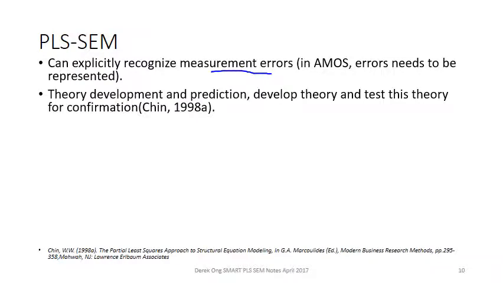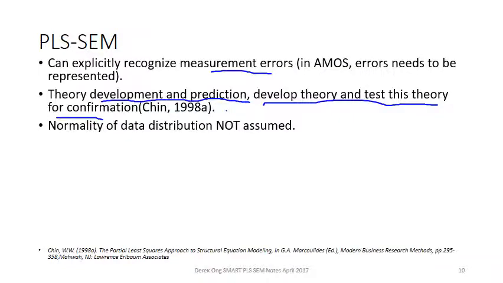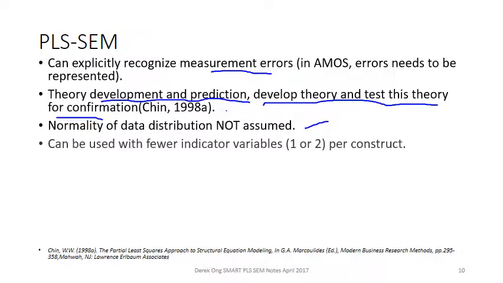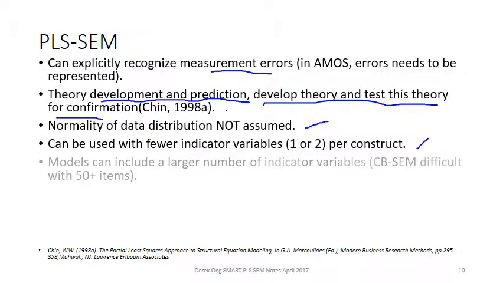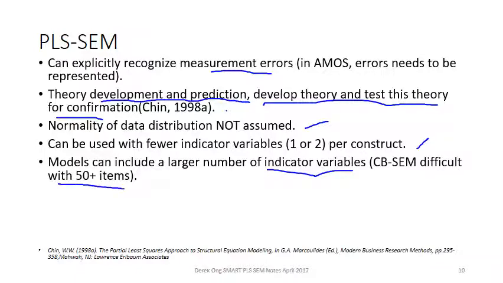If you're using SmartPLS, it is great for theory development and prediction, or developing a theory and testing it for confirmation, as mentioned by Chin. One of the good things is that it doesn't have to assume normality of data. You can use fewer indicator variables, like 1 or 2 per construct. Sometimes even 1 per construct can be used, which is single item measurement. And models can include a larger number of indicator variables, because CBSEM can be difficult if you have more than 50 items.